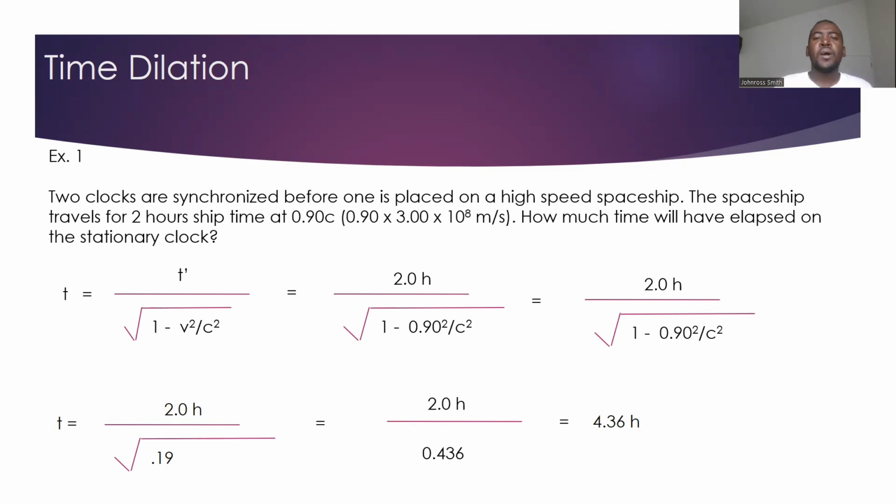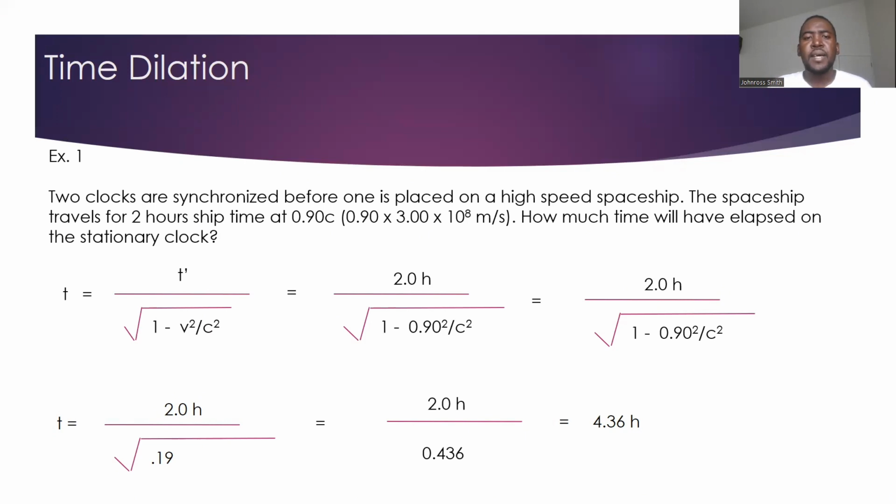All right, so one of the clocks is placed on the spacecraft and sent off into space, while the other clock is stationary on Earth. Therefore, what we're finding is t, because t represents the time in the stationary reference frame. So t prime would be the 2 hours. We put in the v, which is 0.9 of c, and we square that, and then we divide by c squared. So we end up with an answer of 4.36 hours.